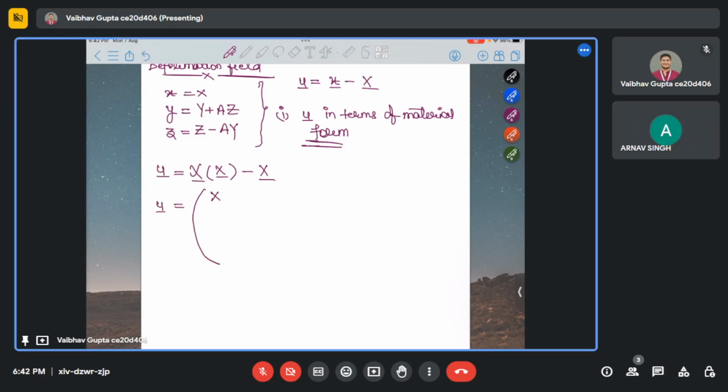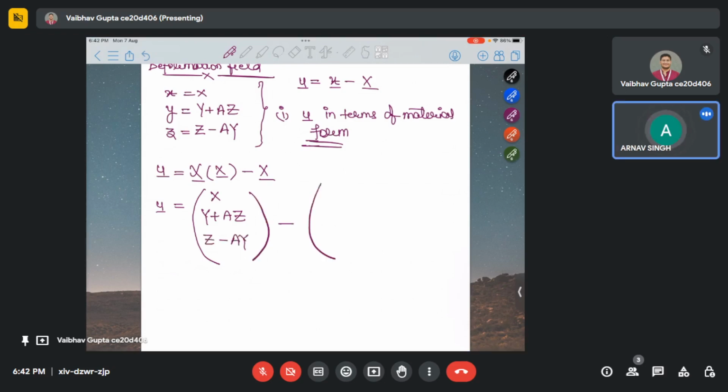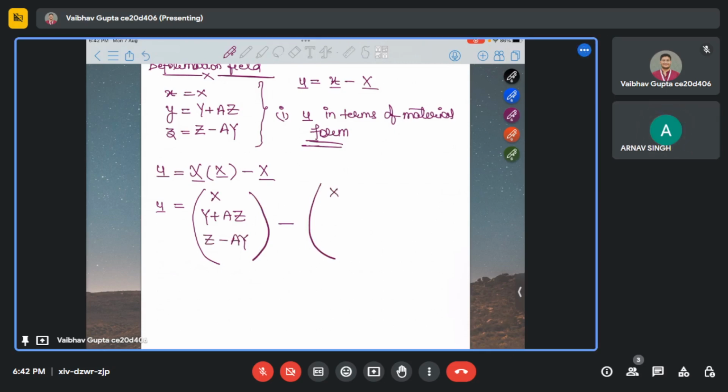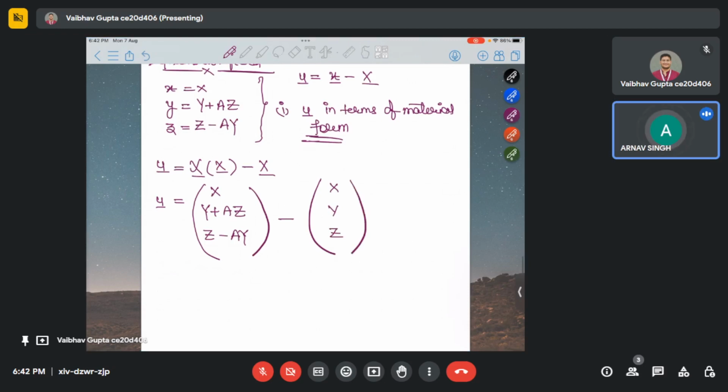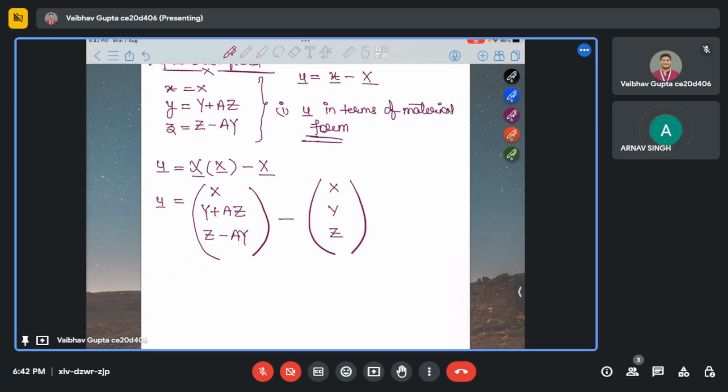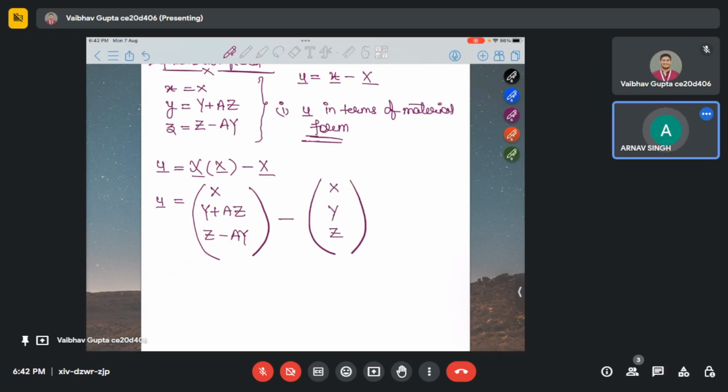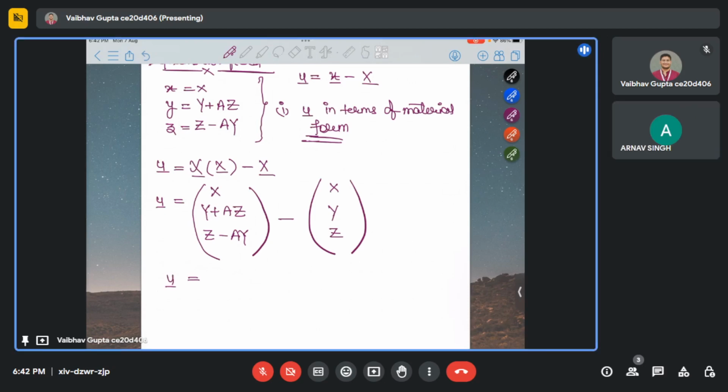What is small y in terms of capital? Here in the deformation field it is Y plus aZ. And what is small z? Small z is equal to Z minus aY, capital Y. And what is the capital X vector? The capital X vector is nothing but X, Y, Z. So now this U is in terms of material form. All things are in capitals. No small is there.